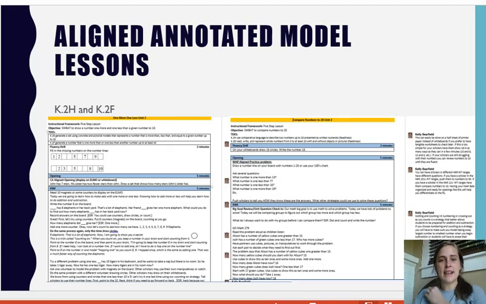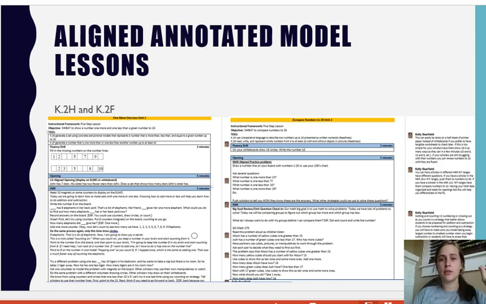So the aligned annotated model lessons can be found on Blackboard. I did 2 lessons. One's aligned to K2H and one's aligned to K2F. Both of them are comparative. K2F is one more, one less, and K2H shows comparative language. The K2F example on there is just one more, one less to 10, so it's an example of a lesson that you'll do at the very beginning of your unit. Versus comparing numbers to 20, the K2H lesson is something that will happen a lot later in the unit. With K2H, I added about 6 extra practice pages of them seeing those sentence starters.